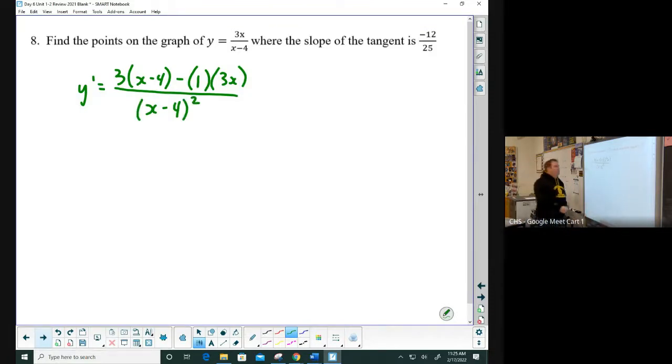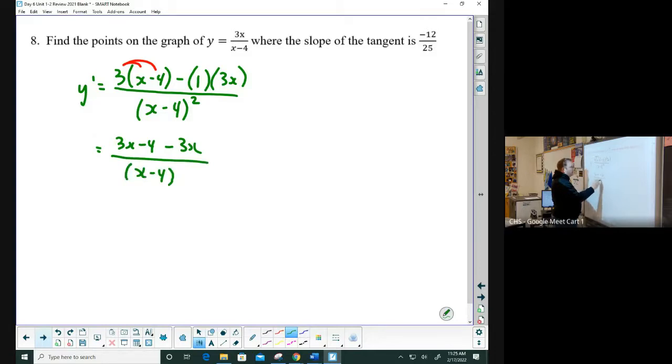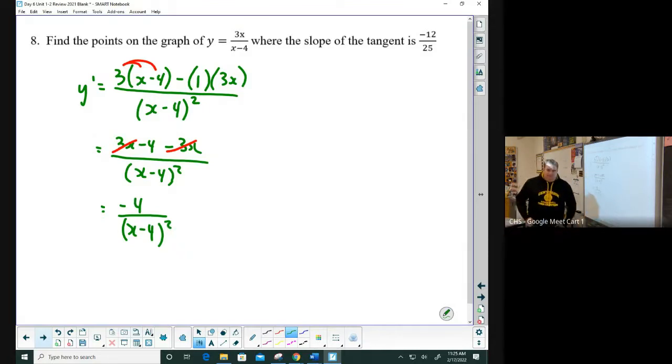I'm going to simplify before I do anything else. So 3x minus 4, and then this is minus 3x, or x minus 4 squared, and then 3x minus 3x is gone, and I'm left with -4 equals x minus 4 squared. That's the derivative. That's the thing that tells me all the slopes. In this question, I'm telling you one of the slopes. You have to work backwards to get the actual answer.